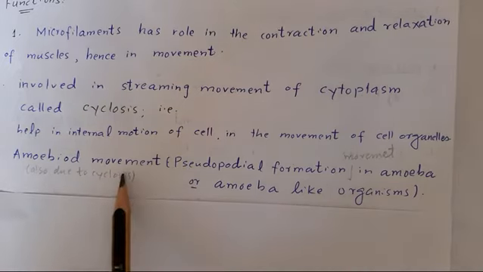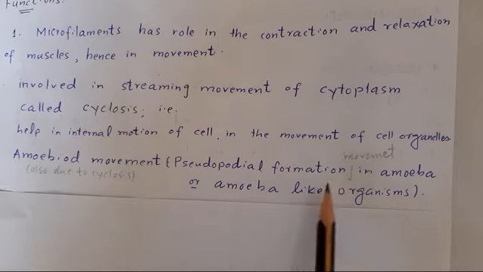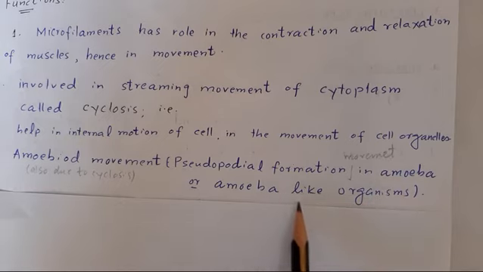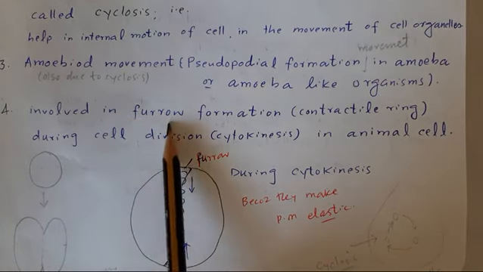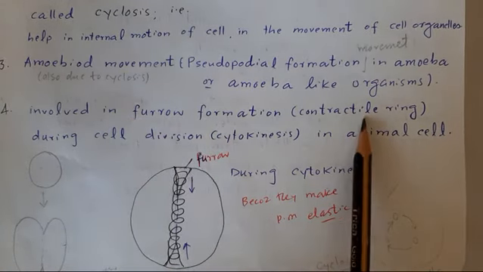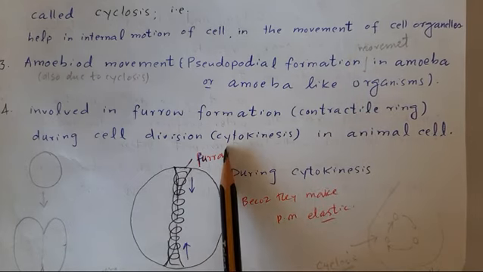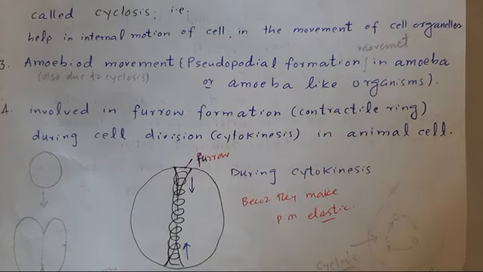Similarly, amoeboid movements are pseudopodial formation in amoeba or amoeba-like organisms. Means in amoeba the movement is caused due to these microfilaments. Number 4, microfilaments are also involved in furrow formation. Furrow means contractile ring during cell division or cytokinesis in animal cells.